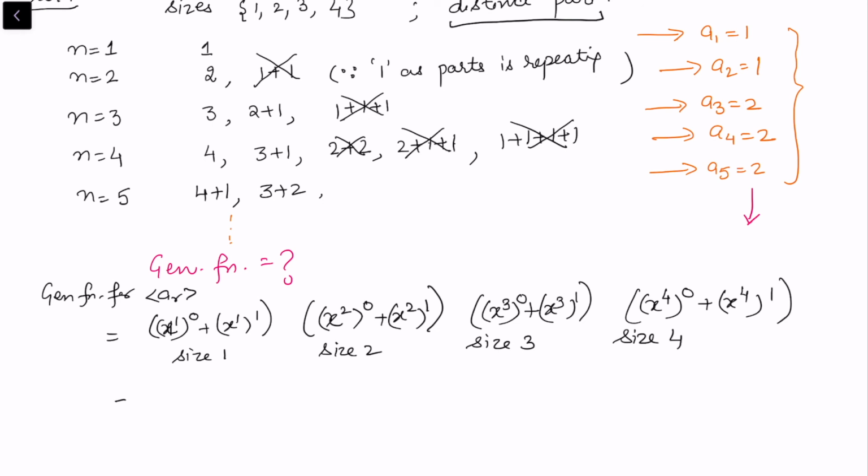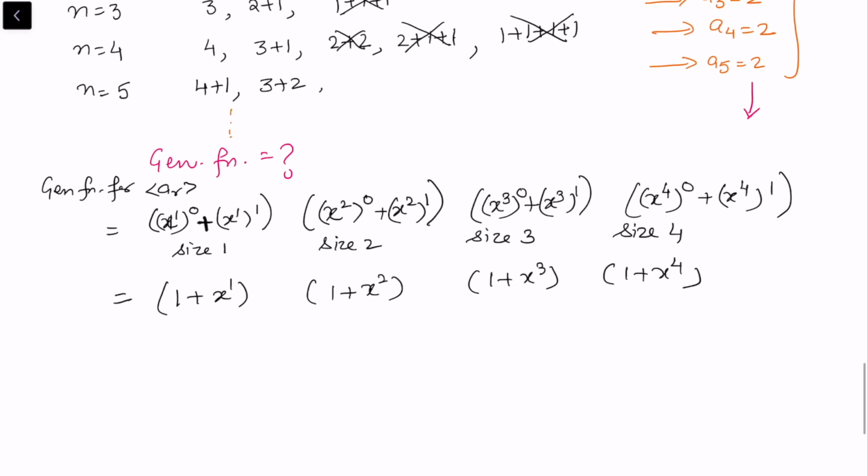That's the generating function. So in my previous example, we did not have the distinct condition, so this sequence was actually going plus plus plus infinity in every parenthesis. But now we have to bound this. So this is 1 plus x to the power 1, then we get 1 plus x square, then we get 1 plus x cube, and we get 1 plus x to the power 4.